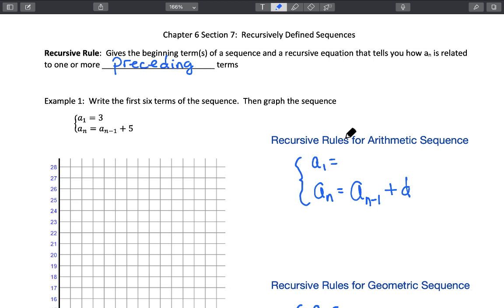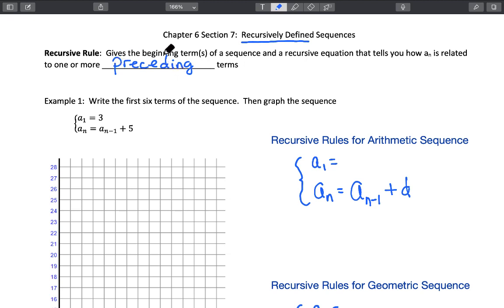Unit 6, Section 7. Today we're going to talk about two different formats for defining a sequence. One of those formats is the recursively defined sequence, and the other one is the explicitly defined sequence. So let's start off with the recursive rules.